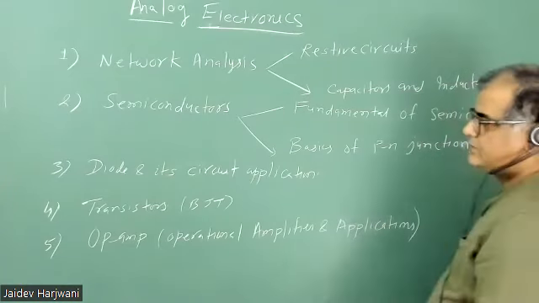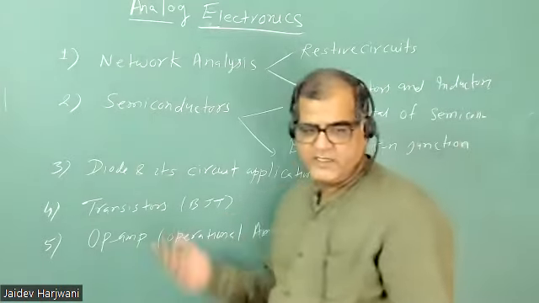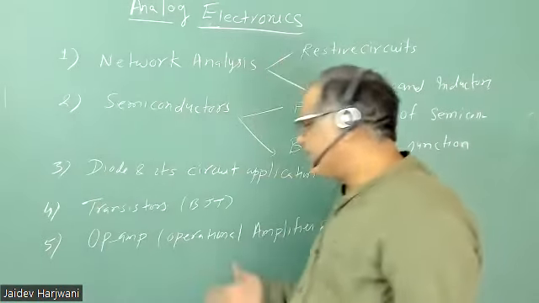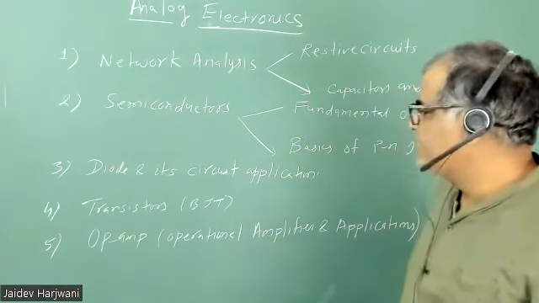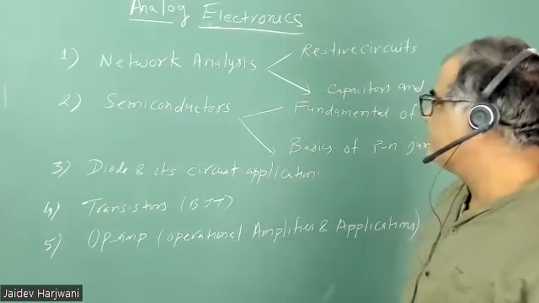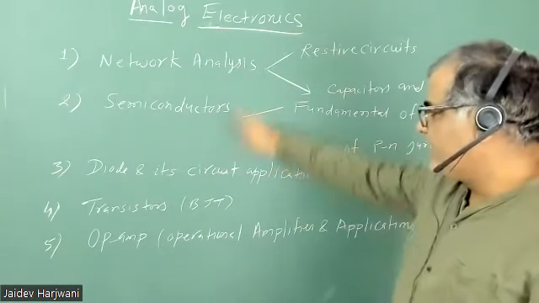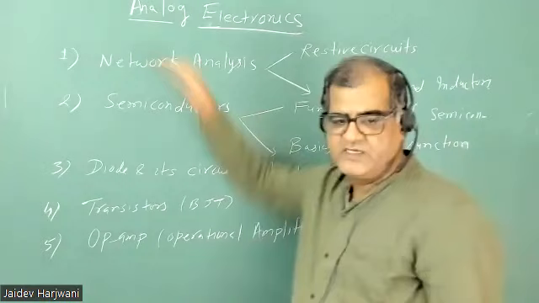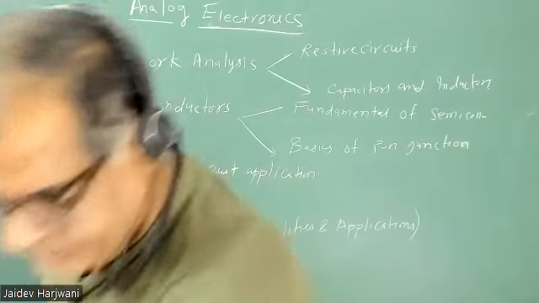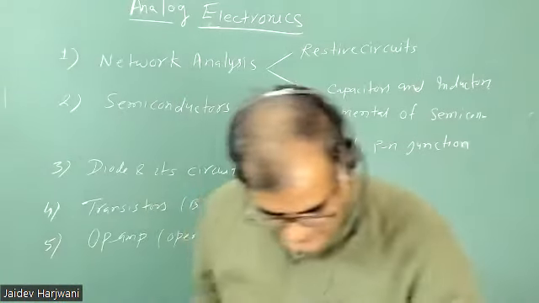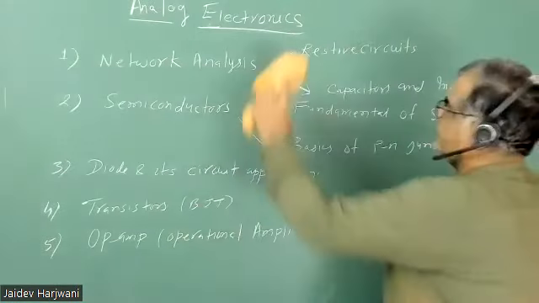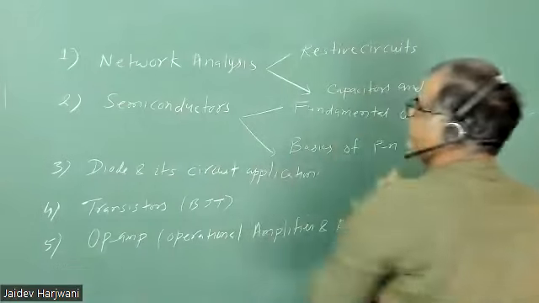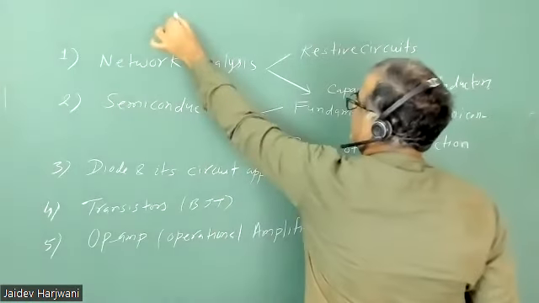So diode and transistor are basically non-linear devices, and op-amp you can consider as a linear device. We'll discuss what is non-linear and linear. So this is my layout of this course, and today I'm starting with network analysis. So put the heading: network analysis.